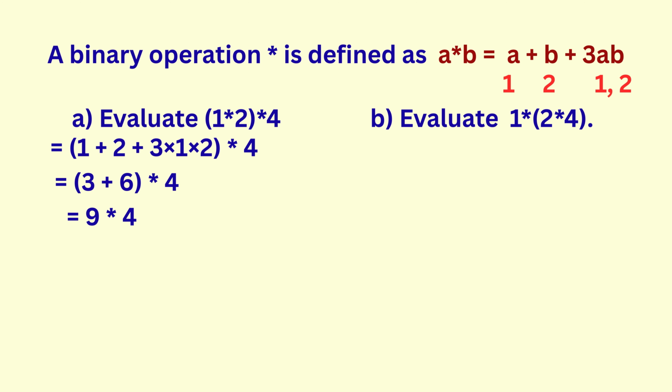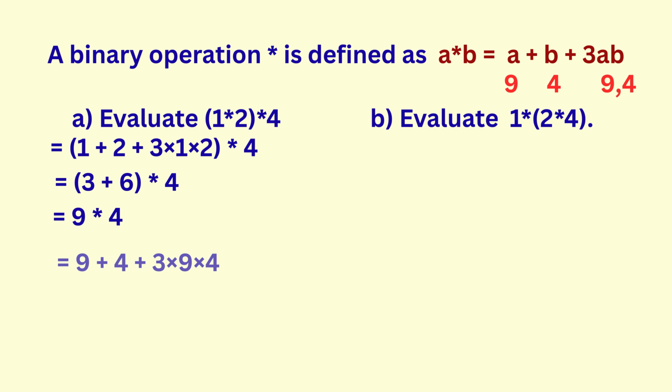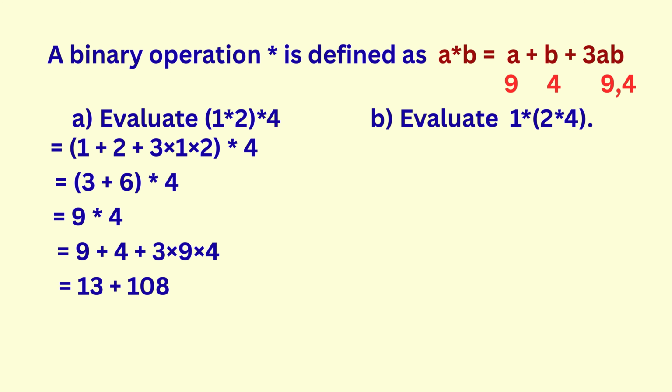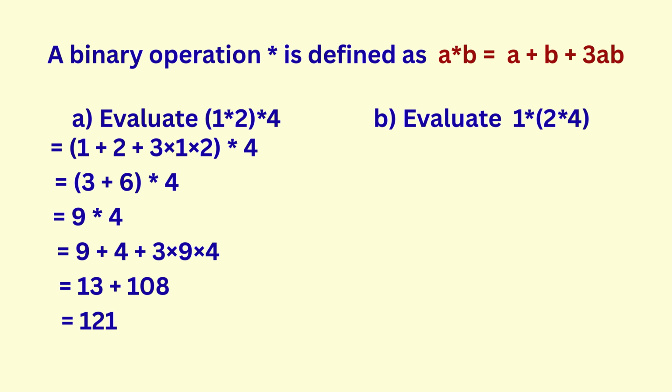So now we need to find 9 star 4. To find 9 star 4, we replace A with 9 and replace B with 4, and we get 9 plus 4 plus 3 times 9 times 4, which is 13 plus 108. That's 121. Let's now move to part B in the question.